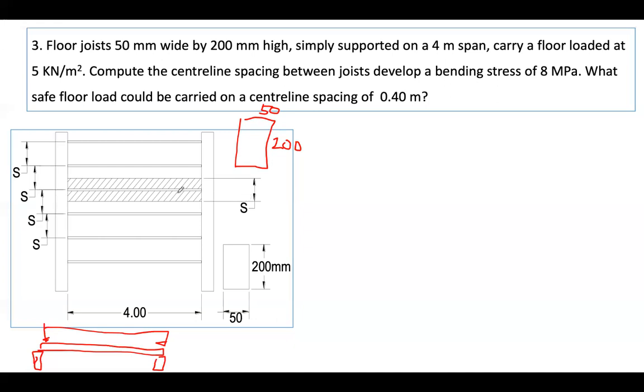Compute the center line spacing. So what would be the S between this joist, to develop a bending stress of 8 megapascal? Meaning the maximum bending stress is just limited to 8 megapascal. What safe floor load should be carried on a certain line spacing? That is the second question.